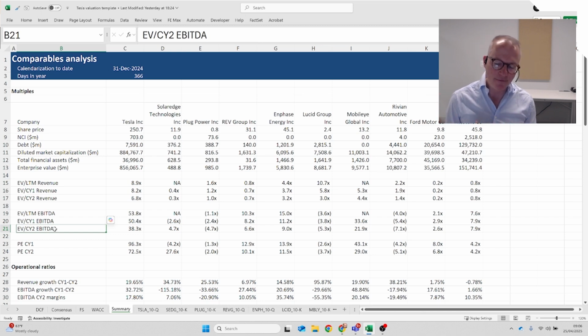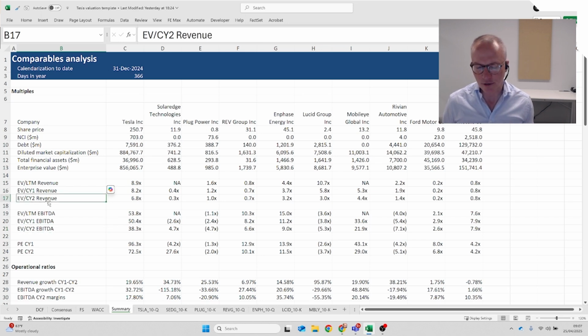Now, we're already more than a quarter of the way through 2025. So I think most investors are not going to look at the 2025 year, also because we've got a lot of noise and volatility in the markets because of the current trade situation. Instead, I think most investors are going to look to 2026 as the key earnings metric. So I'm actually going to focus on the CY2 EBITDA multiple because I think that's going to be the main driver of value. And I'll also take a look at revenue.